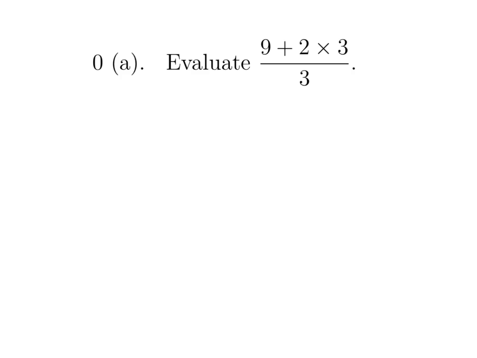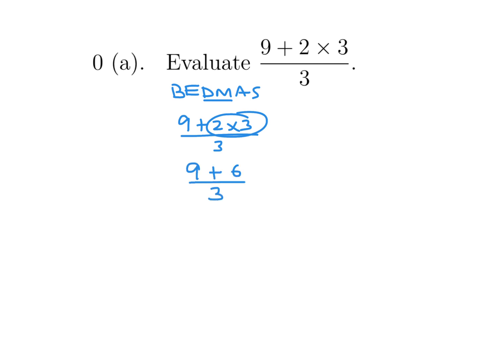Evaluate 9 plus 2 times 3 over 3. So really they're just asking you to look at the order of operations, which I'm sure you guys remember is BEDMAS. And the division and multiplication come before, so we will do this first. So it'll be 9 plus 6. And then the rest is straightforward, 15 over 3. And that, of course, is 5.